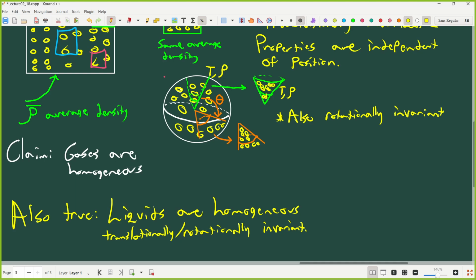Right? It does not matter what the volume of the box is, just as long as all things are kept equal, you get the same density. This is true for solids, though.